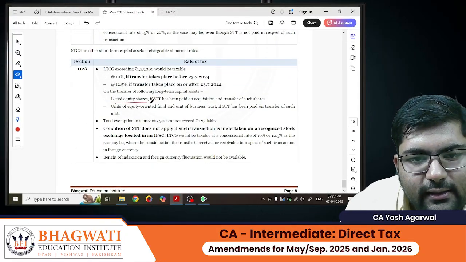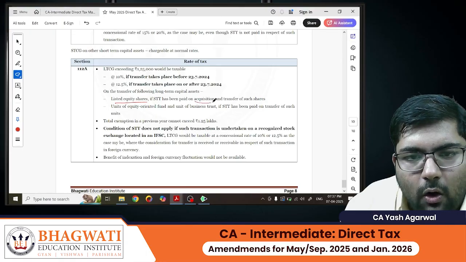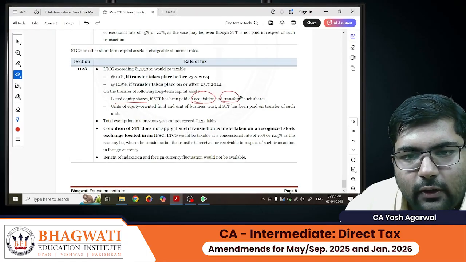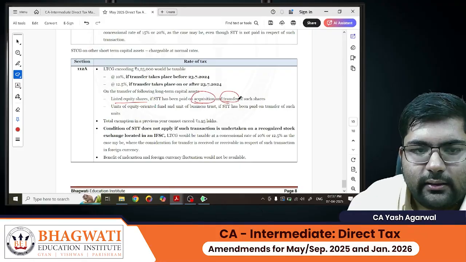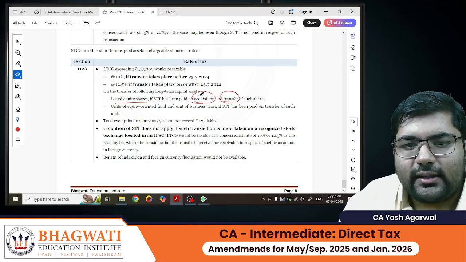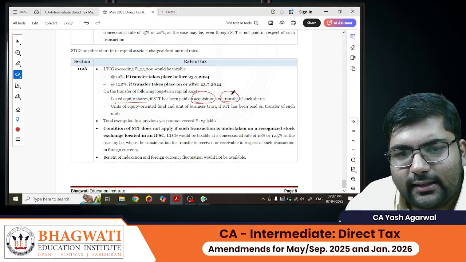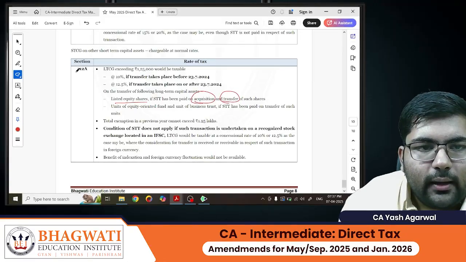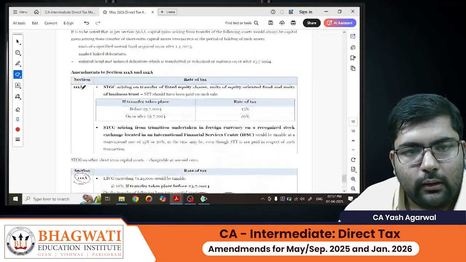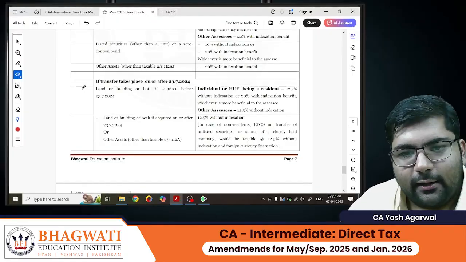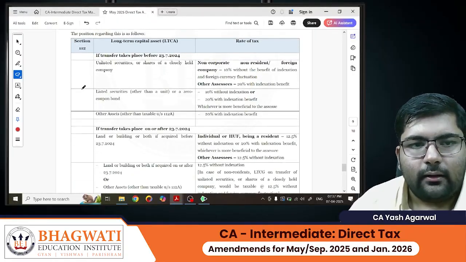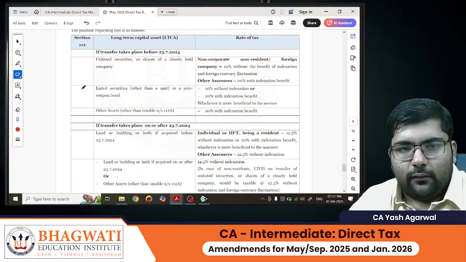Listed equity shares if STT has been paid on acquisition and transfer of such shares. So assume you have some listed equity shares on which STT has not been paid on either one of these. So it can't go to 112A, so it is going to 112. And the second item is land and building. These are the two items I want you to consider for 112.